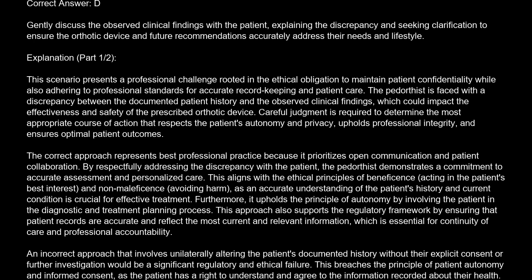This approach also supports the regulatory framework by ensuring that patient records are accurate and reflect the most current and relevant information, which is essential for continuity of care and professional accountability. An incorrect approach that involves unilaterally altering the patient's documented history without their explicit consent or further investigation would be a significant regulatory and ethical failure.